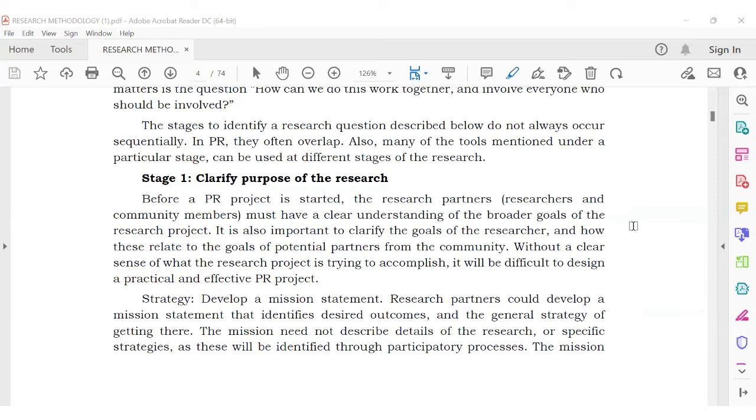Now the mission means, for any organization, the purpose for you to be there, why you are there. So the organization asks itself, for instance, suppose I'm working in the area of public health, in the area of maternal mortality rate or maternal health. So the organization is going to ask itself, it is going to do a self-check.